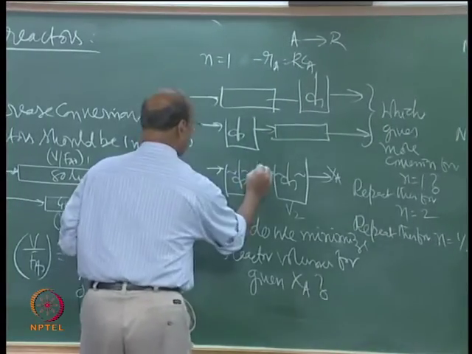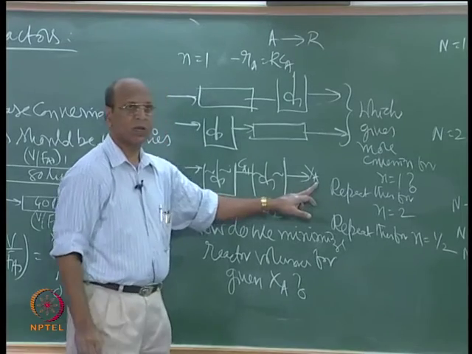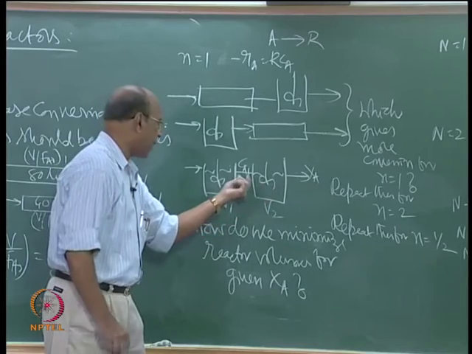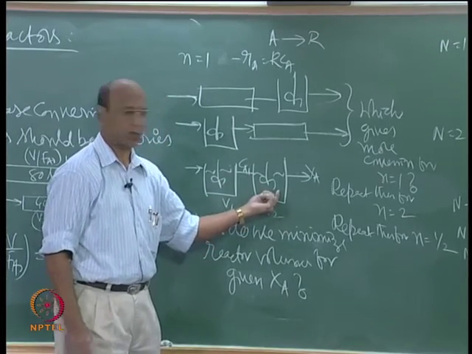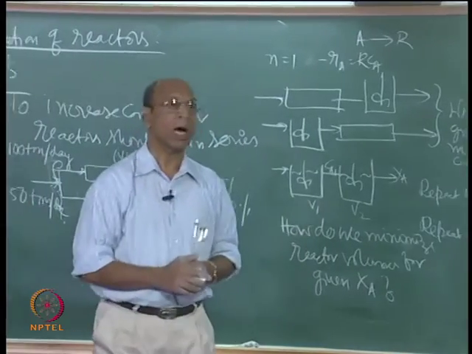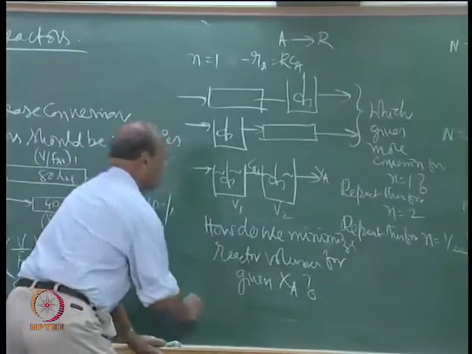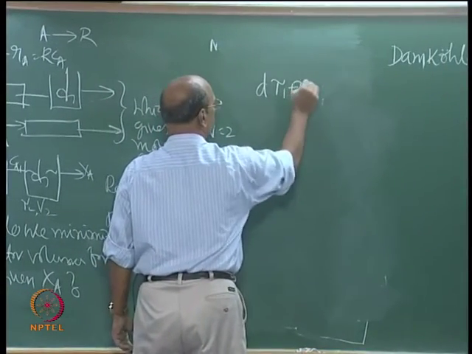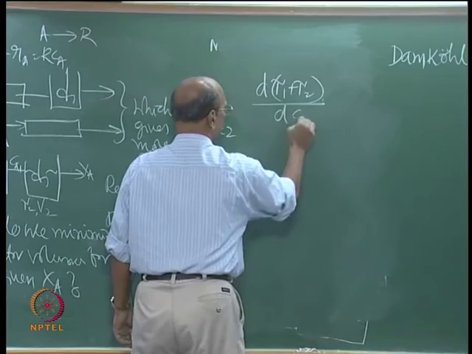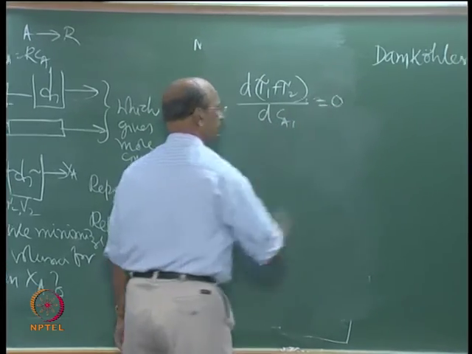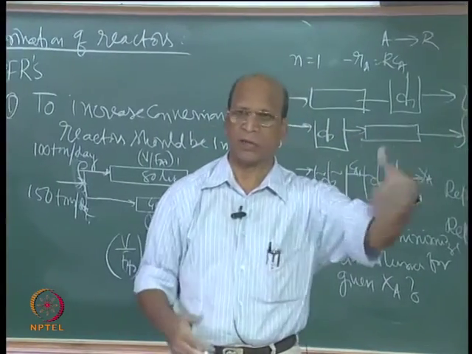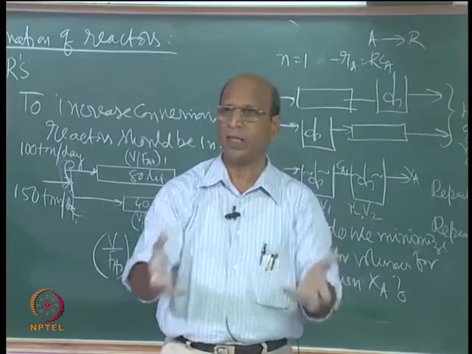Why the intermediate conversion? Because this is fixed. If I am able to optimize this, then whatever is coming out of this and entering the next reactor is already optimal, so overall also you will get the optimum. That is why, if I call this one tau 1 and this tau 2, what you have to do is d of tau 1 plus tau 2 by d C A 1, that should be minimum. Minimum or maximum, you can then determine from the second derivative. The first derivative should be 0 first.